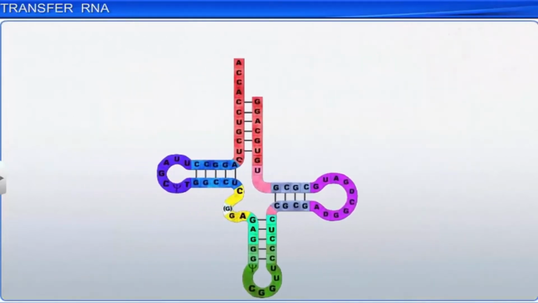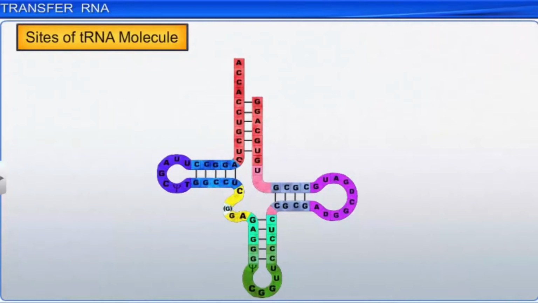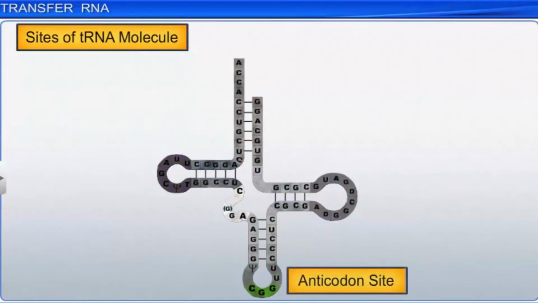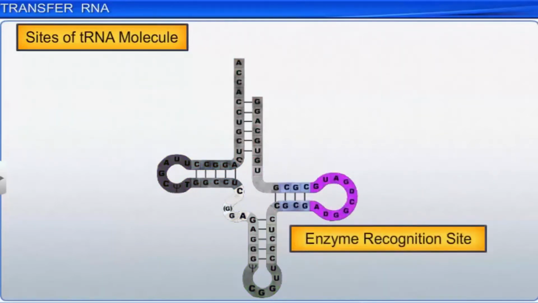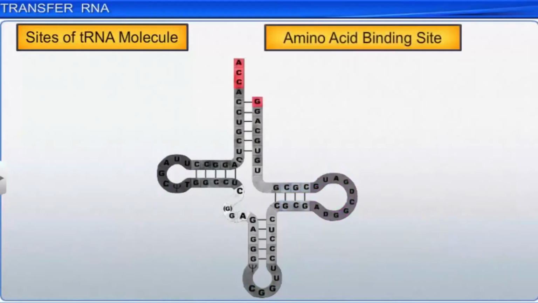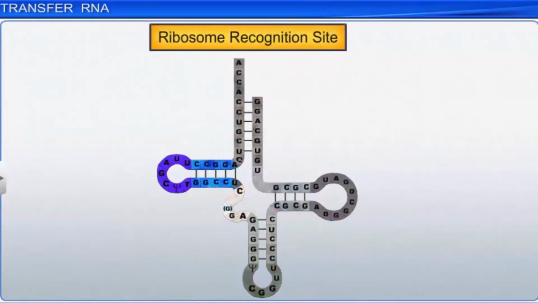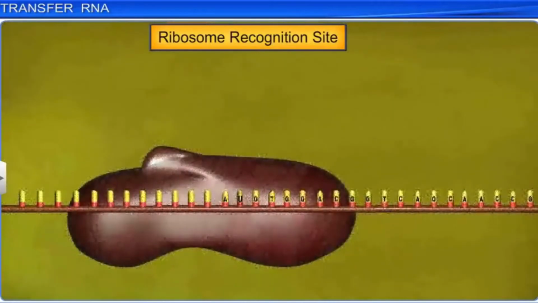Regardless of its dimensions, a tRNA consists of 4 arms or sites: ribosome recognition site, anticodon site, enzyme recognition site, and amino acid binding site or carrier end. Each of the tRNA regions performs a particular function. Take the case of the ribosome recognition site, which recognizes specific ribosomes attached to the mRNA and brings amino acids to the ribosome for protein synthesis.